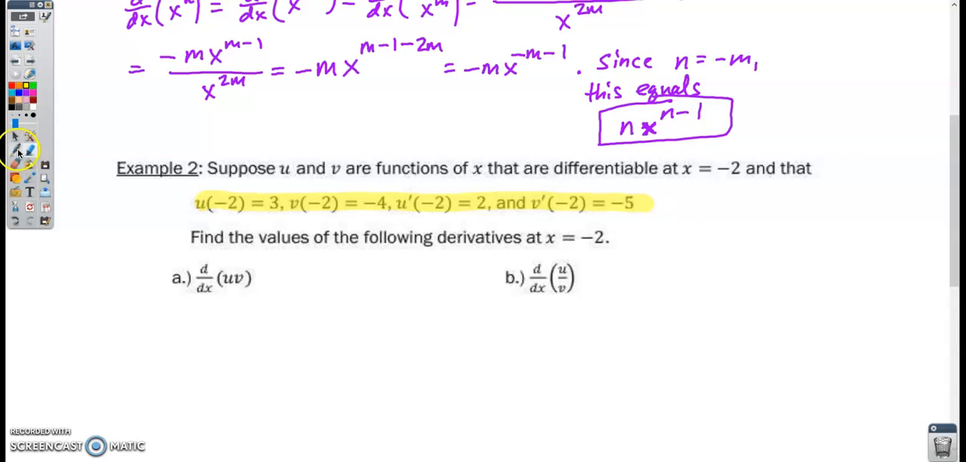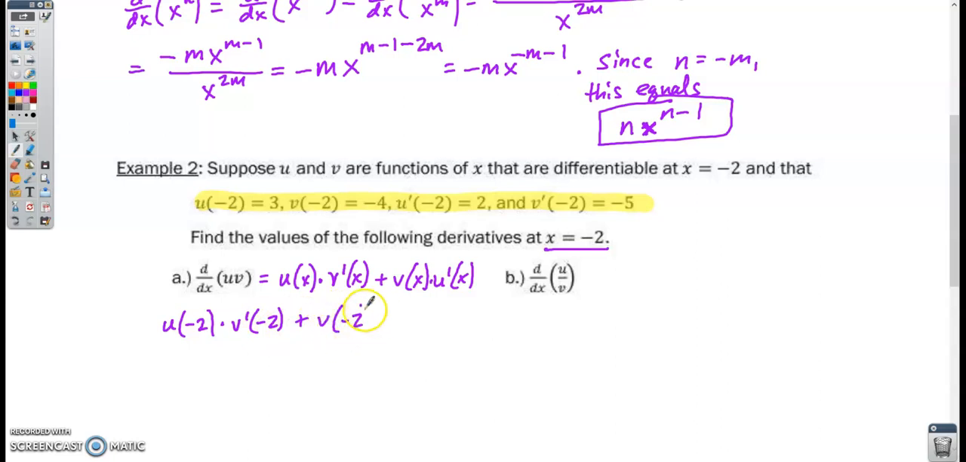And so we're going to find the values of all of these derivatives at x equals negative 2. The first thing we're going to do here is take the derivative of u times v. Remember that the derivative of u times v is going to be u of x times v prime of x plus v of x times u prime of x. If we want to find the value of this derivative at x equals negative 2, we need to take u of negative 2 times v prime of negative 2 plus v of negative 2 times u prime of negative 2, and then we can find the values for all of those from our list above.